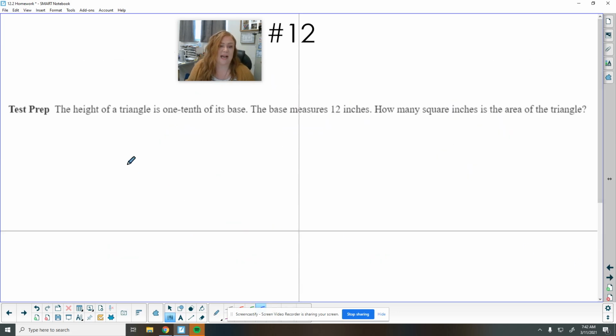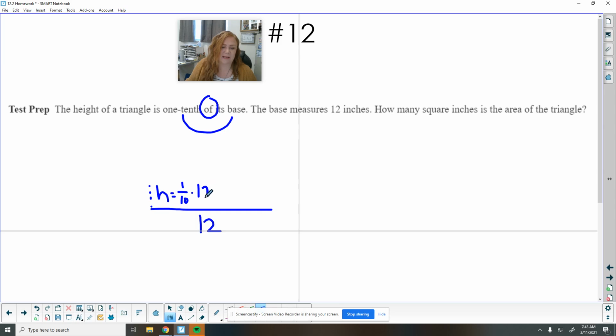Number 12, the height of a triangle is 1/10 of its base, and the base is 12 inches. So we know our base is 12, and it says our height is 1/10 of the base. So the height equals 1/10 of. "Of" means to multiply. In this case, 1/10 of 12. So 1/10 multiplied by 12 will tell us the height.